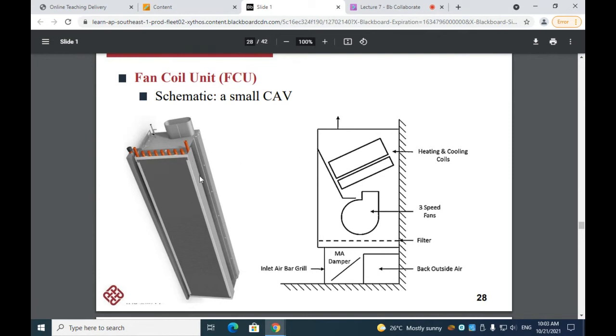So the fan coil unit will be mounted or installed in each individual room. And it's basically a small CAV. So the return air, outside air, and the heating coil, cooling coil, all of the major components can be found inside a small fan coil unit. And normally the fan will be at least a 3-speed fan.